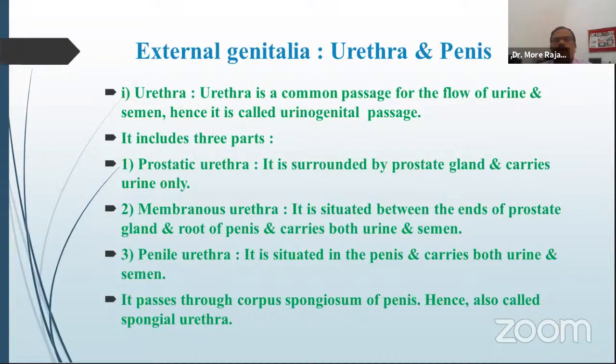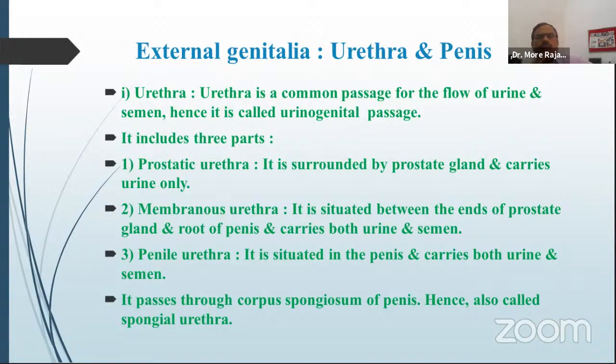Now come to the external genitalia, which includes the urethra and the penis. Now the information of the urethra. This urethra is the common passage for the flow of urine and the semen. Hence it is called the urinogenital passage.